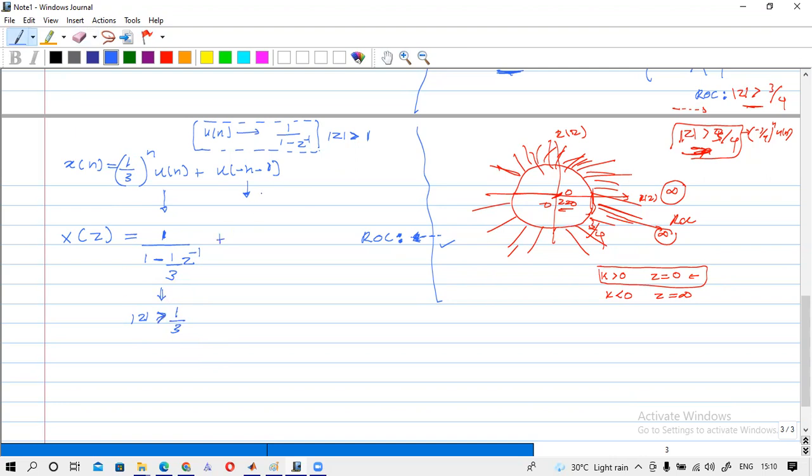Okay, what about this? Do you have any idea? What are the properties we have to use? Can you tell me the properties? I think 2 properties you have to use. Can you tell me what the properties are? Can someone tell me?